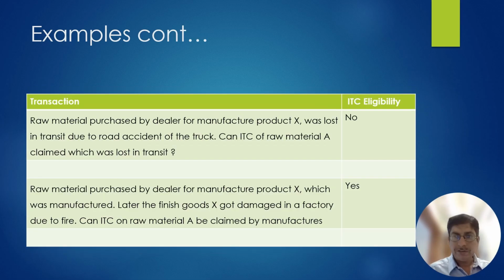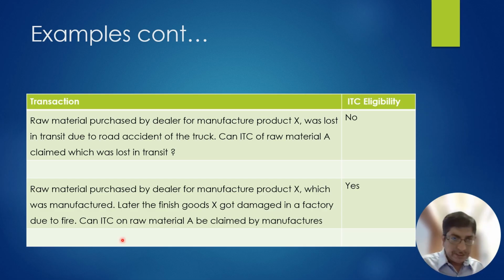Coming to the next, very important, and most chartered accountants are confused with this. So let's take an example. You purchased a raw material A to manufacture a finished good B. Material A is purchased, it is in the warehouse, it is destroyed due to heavy rain. Whether the credit is available? Credit is not available because the goods are lost.